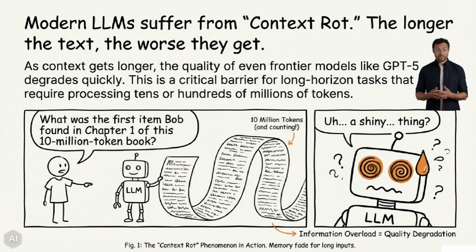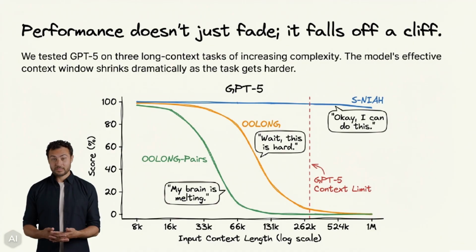The cartoon captures it well. Ask a simple question about something mentioned early in a massive book, and the model gets overwhelmed, guesses, and quality degrades. In short, more context doesn't automatically mean better understanding. Performance in long context settings doesn't gradually taper off, it can drop off a cliff.